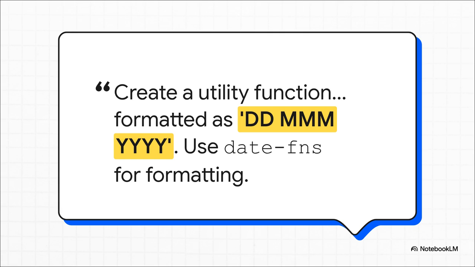See how it doesn't just say, hey, format a date? No way. It gets specific. It tells the AI the exact format it wants, DD/MM/YYYY. It even names the library to use, date-fns, and tells it how to handle bad dates. That level of detail? That's your baseline for getting good code back.